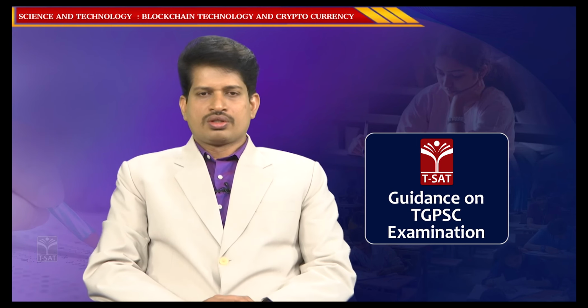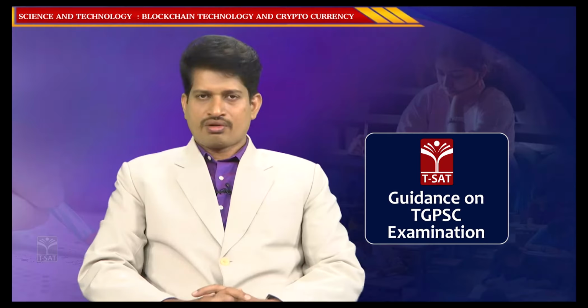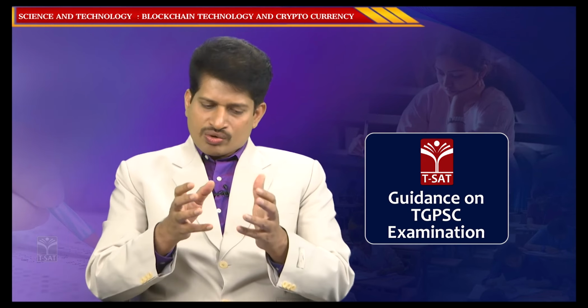Blockchain follows a secured by design paradigm, which makes it a unique system that makes business transactions transparent and trusted in a consortium environment. So, what is happening? It is a model. A unique system makes the transaction very transparent and you trust it in a consortium environment. A consortium environment is a kind of cloud where both the parties have access to the cloud in the process of transaction.